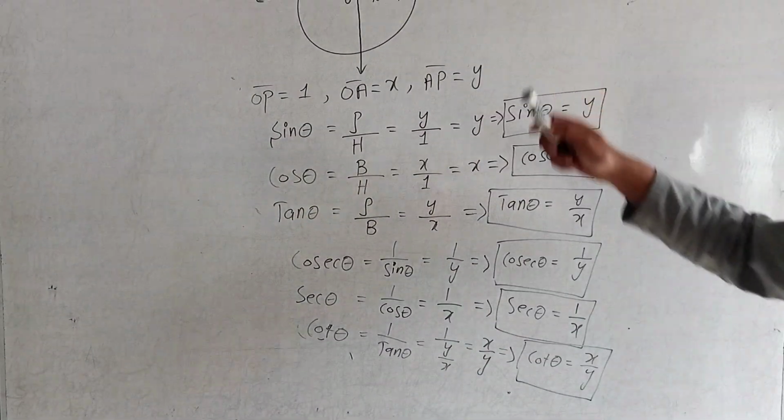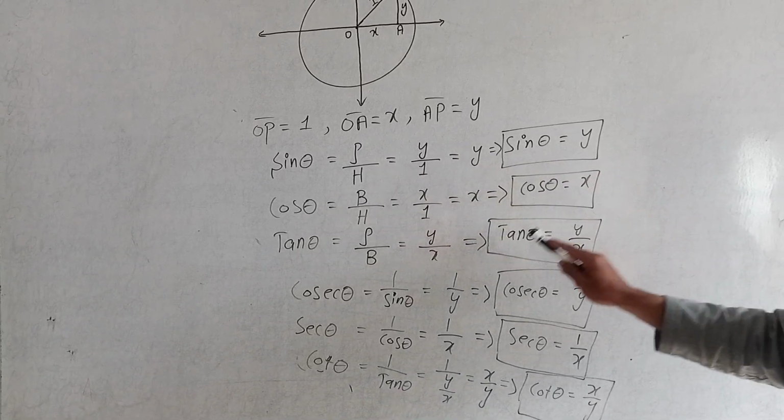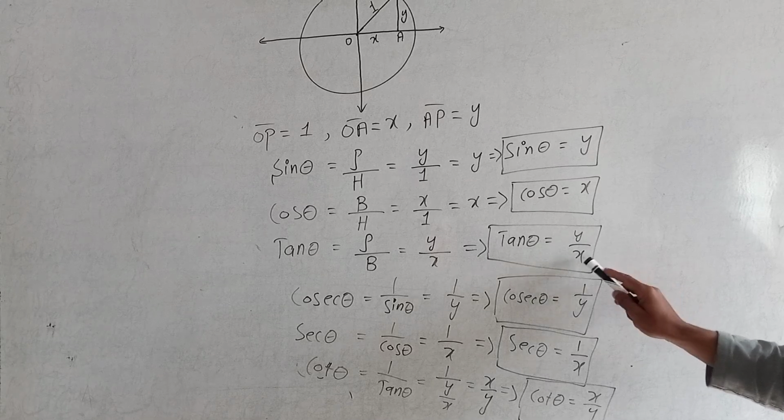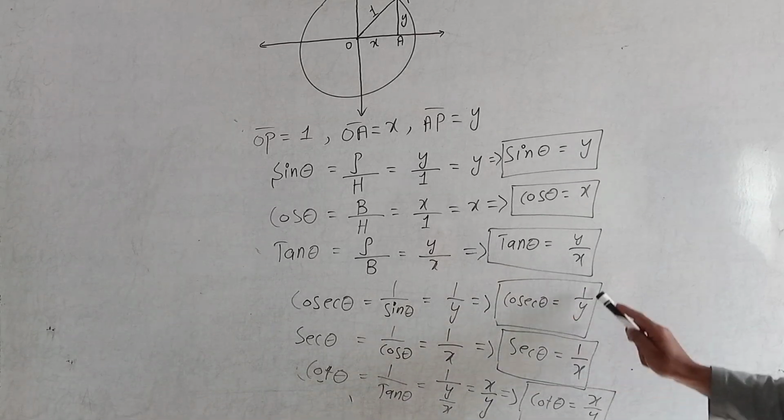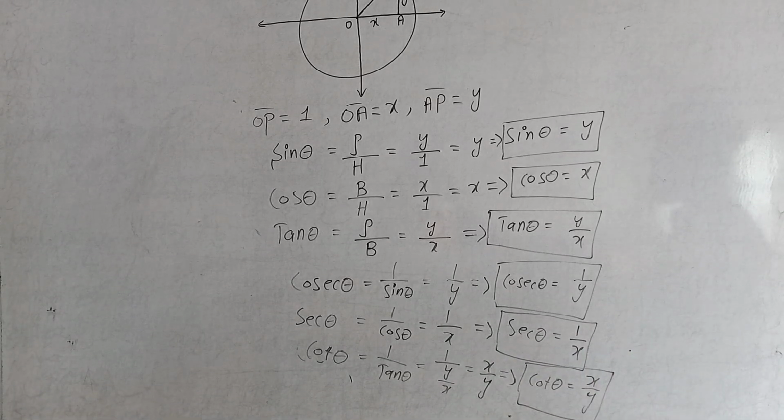So trigonometric ratios with the help of the unit circle: sin theta equals y, cos theta equals x, tangent theta is equal to y divided by x, cosecant theta is equal to 1 over y, secant theta equals 1 over x, cotangent theta equals x divided by y.